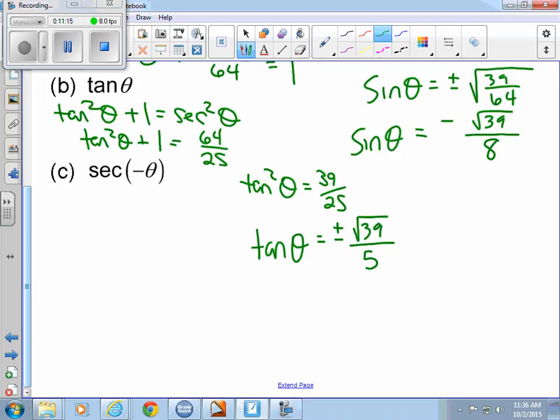And in quadrant 4, what about the one that was subtracted? That's how I got the 39. It's gone. No, you're good. Good question. It is negative. Why is it negative? In quadrant 4, tangent is negative. How do you know that?